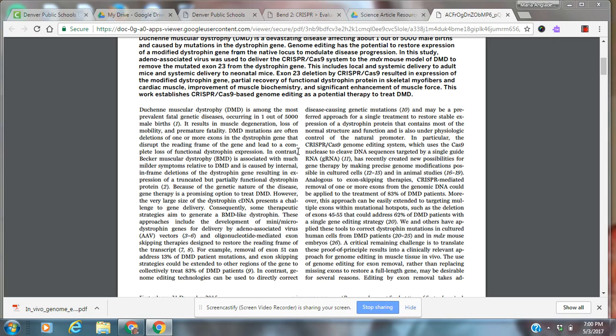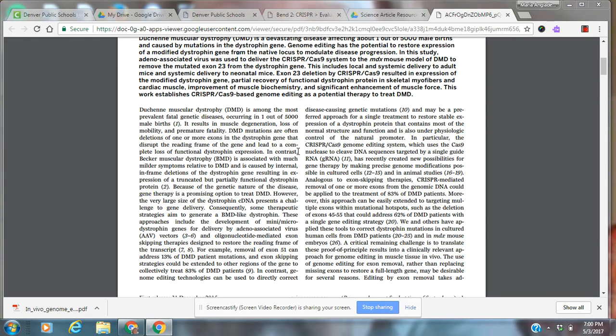DMD mutations are often deletions of one or more exons in the dystrophin gene that disrupt the reading frame of the gene and lead to a complete loss of functional gene dystrophin expression. And I already kind of know that there's a deletion in the DMD gene, and that causes the dystrophin not to work. In contrast, Becker muscular dystrophy is associated with much milder symptoms relative to DMD and is caused by internal in-frame deletions of the dystrophin gene, resulting in expression of a truncated but partially functional dystrophin protein.